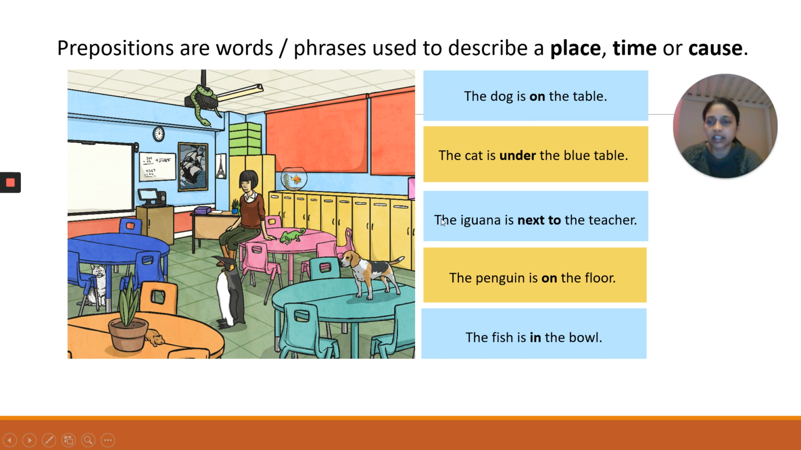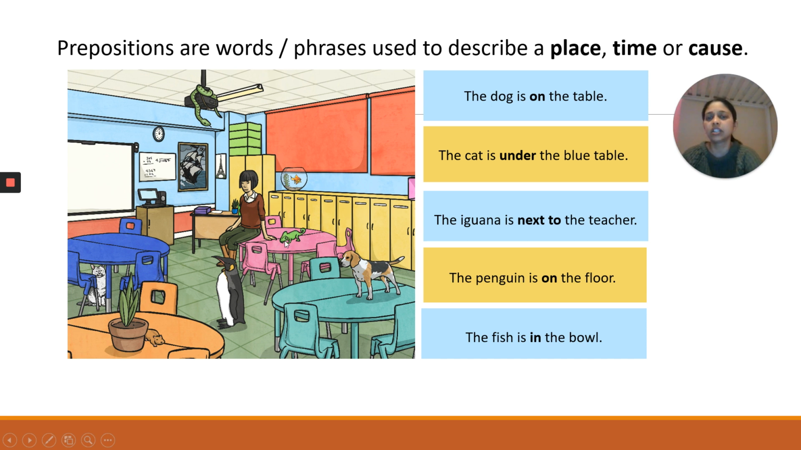Okay, the cat over here is under the blue table. So where is the cat? Under the blue table. So under is the preposition. The next one, the iguana is next to the teacher. Where is the iguana? So this is the iguana sitting beside the teacher. So where is the iguana?